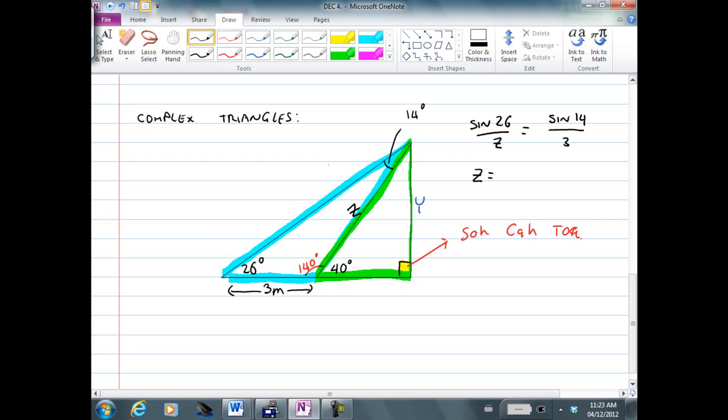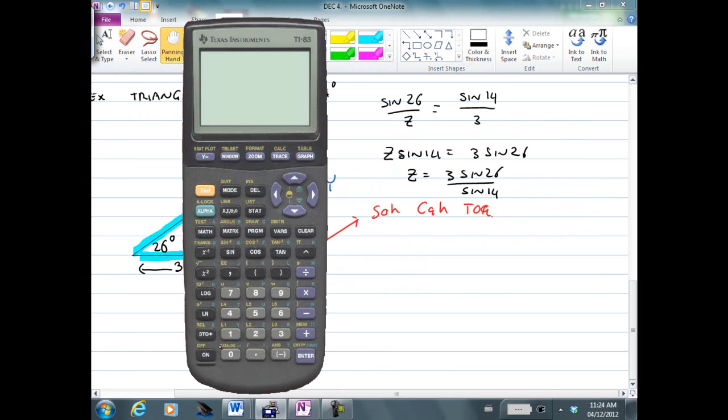Punch it in, cross multiply, because Z is on the bottom, you can actually cross multiply this. So you have Z sine 14 equals to 3 sine 26. Z equals to 3 sine 26 over sine 14. If I did this correctly, punch in your calculator, 3 sine 26. Again, notice I hit enter first. Some of you will try to do it in one shot and you make mistakes. Give me 1 second. And you should have 5.4. We'll use 2 decimal places for now.